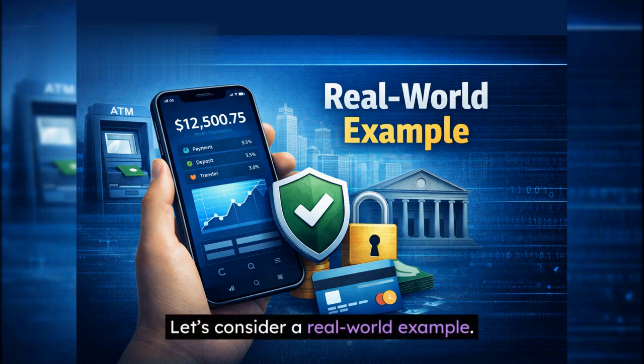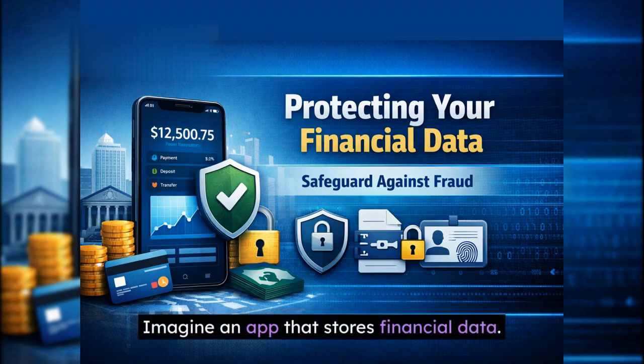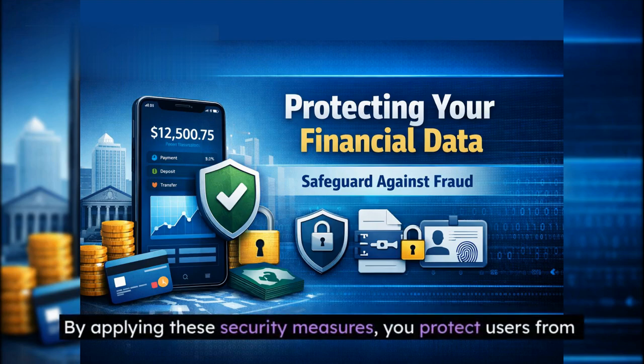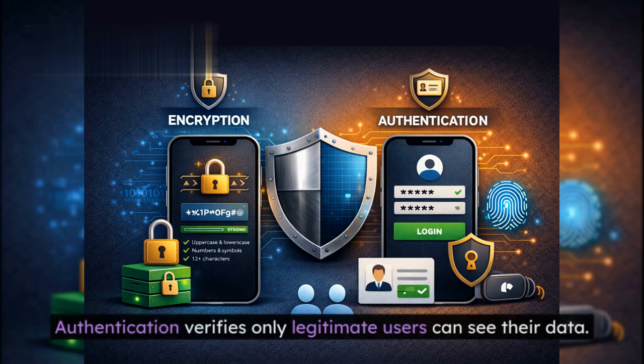Let's consider a real-world example. Imagine an app that stores financial data. By applying these security measures, you protect users from fraud. Encryption ensures nobody can access sensitive transactions without permission. Authentication verifies only legitimate users can see the data.